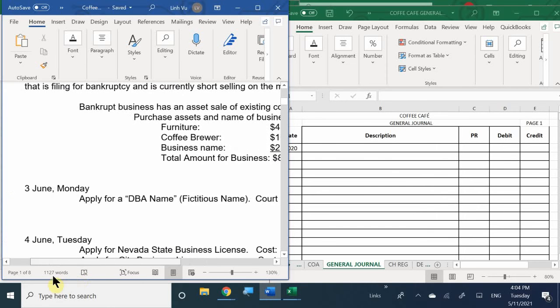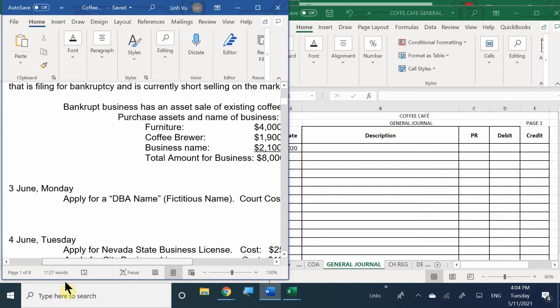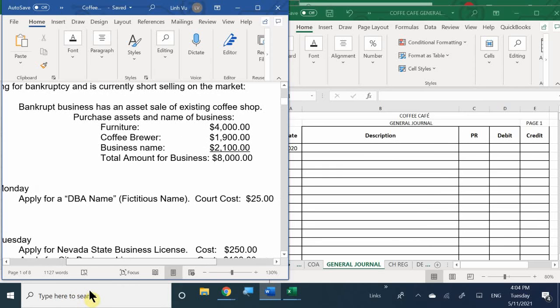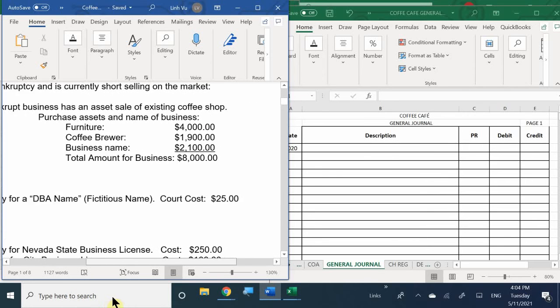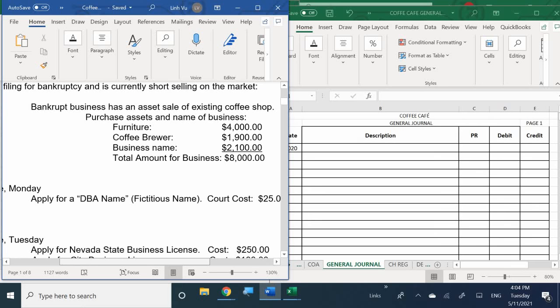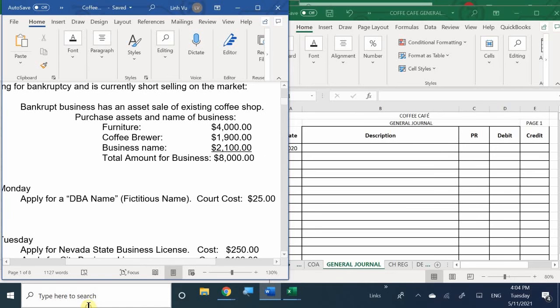So then, here on June 3rd, we decided to apply for a DBA name, okay? DBA stands for doing business as. So if you ever applied for a business license or a business name itself, there are three options that you can choose from, right? LLC, corporation, or DBA. A DBA could be whatever you'd like to file as, whether it's a sole proprietor, partnership, a nonprofit organization, or whatever other business organizations that you want to do business as. That's what DBA stands for.